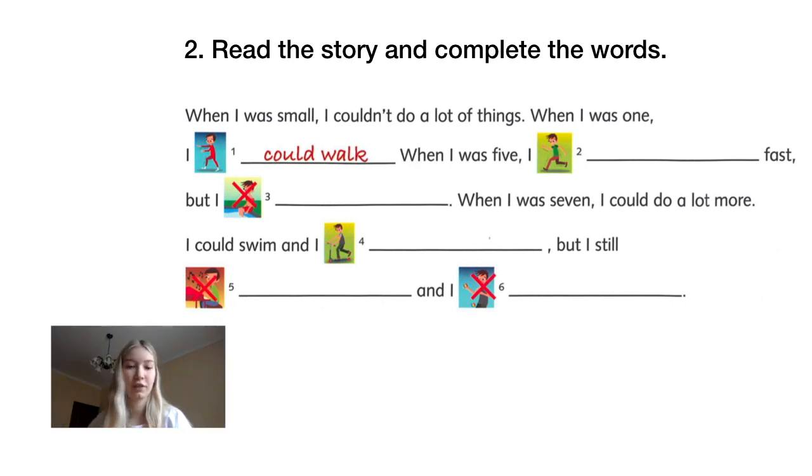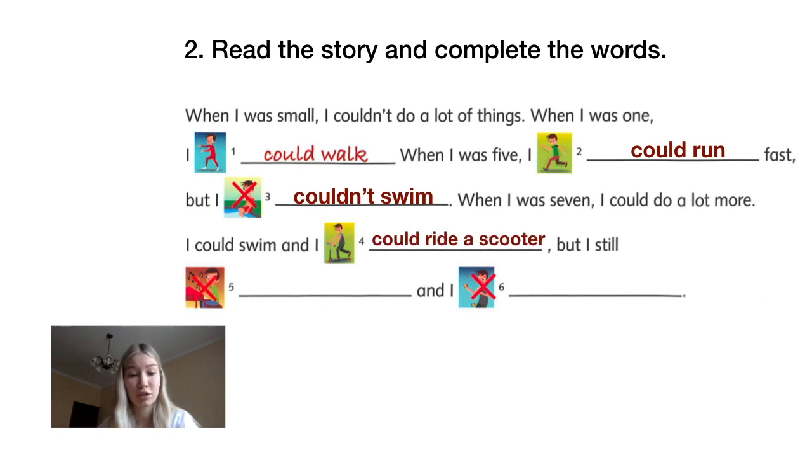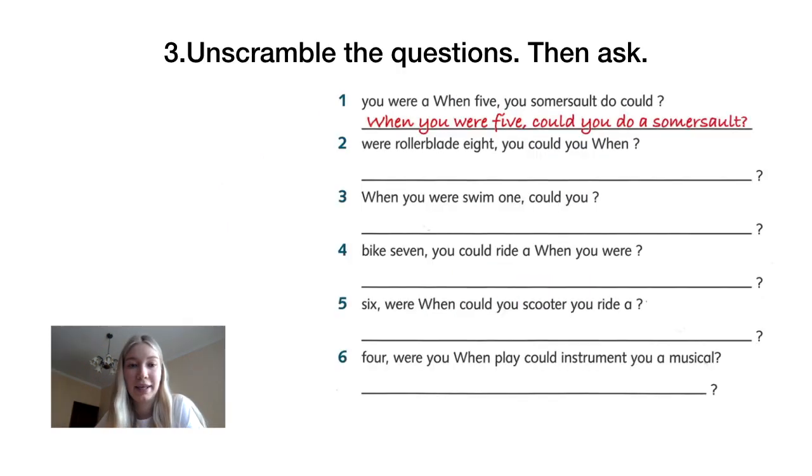Okay, now let's check the answers. When I was small, I couldn't do a lot of things. When I was 1, I could walk. When I was 5, I could run fast, but I couldn't swim. When I was 7, I could do a lot more. I could swim and I could ride a scooter, but I still couldn't play the piano. And I couldn't juggle.